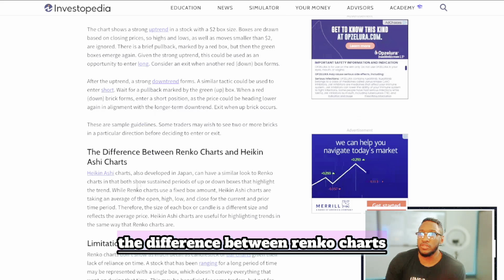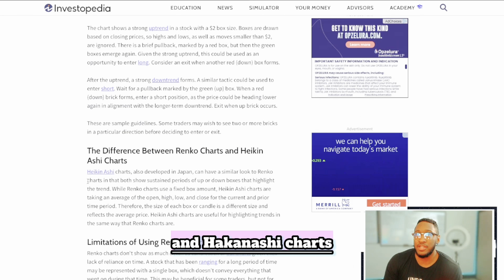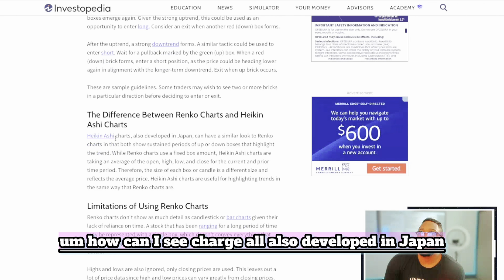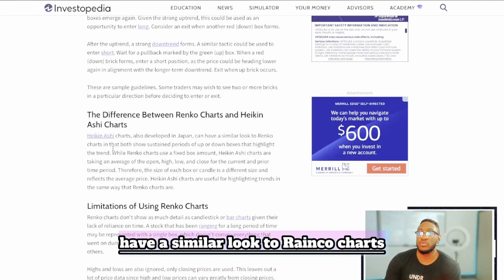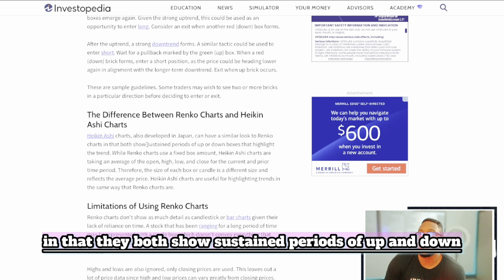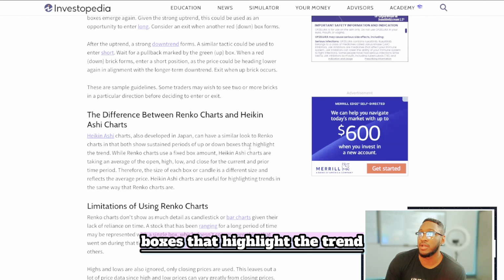Kind of went over this. The difference between Renko charts and Heikin-Ashi charts. Heikin-Ashi charts, also developed in Japan, have a similar look to Renko charts in that they both show sustained periods of up and down boxes that highlight the trend.